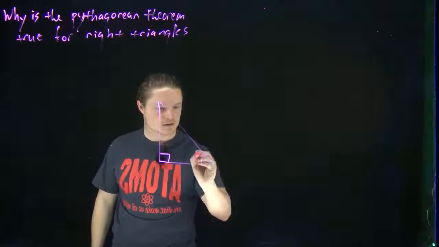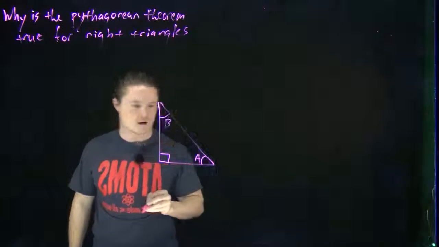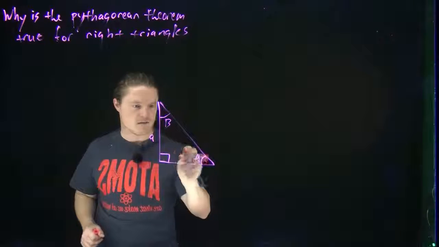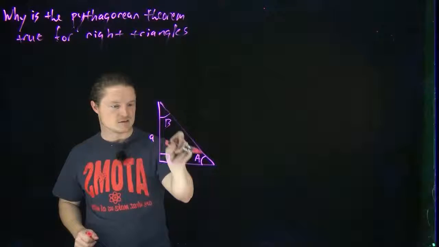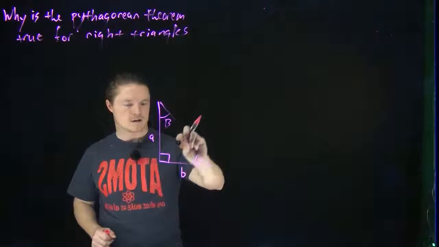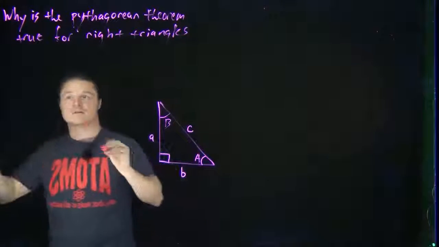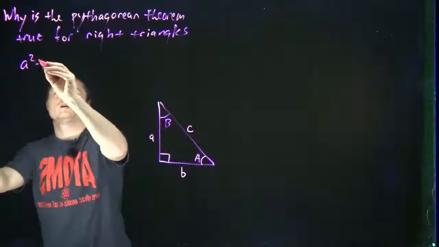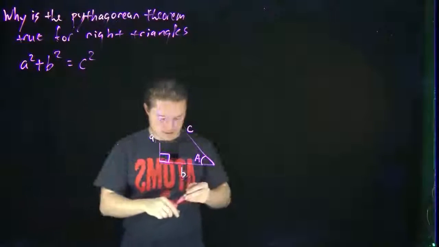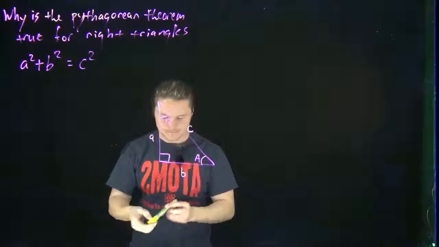Then over here, let's call this big angle A. Let's call this little angle B. Now, let's also label the sides of the triangle. So this will be little side a, opposite angle A, and this will be little side b, opposite angle B. And opposite the 90-degree angle is our hypotenuse, which we'll call c. Now the Pythagorean theorem states that a squared plus b squared equals c squared.